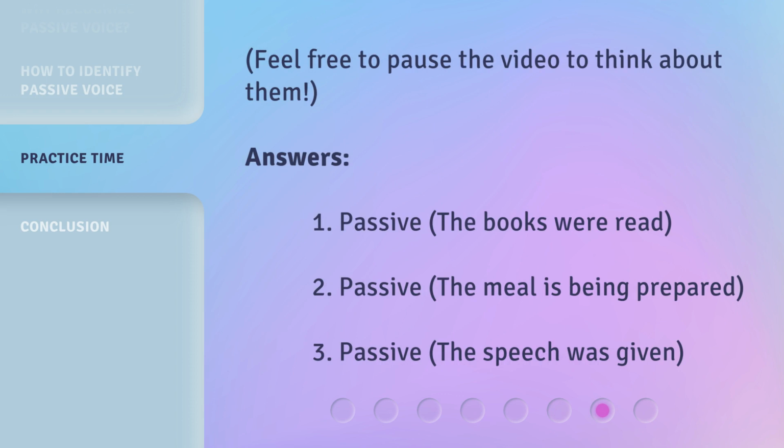Answers: 1. Passive. The books were read. 2. Passive. The meal is being prepared. 3. Passive. The speech was given.